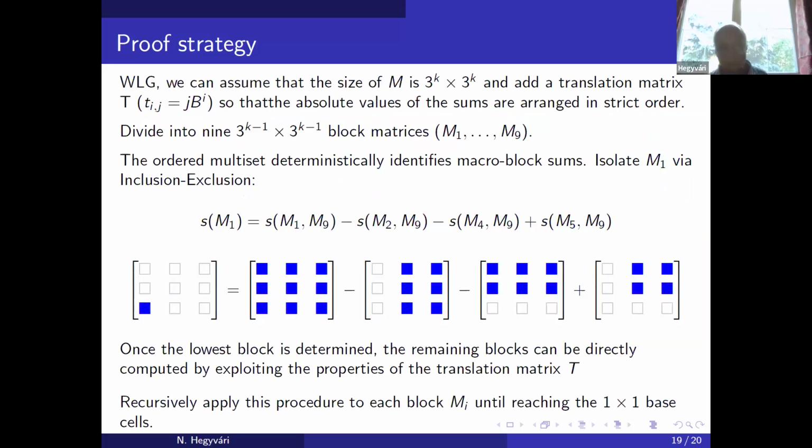And here is, shortly, the strategy. Without loss of generality, we can assume that it is a 3 to the k times 3 to the k matrix. And afterwards we divide it into nine blocks of size 3 to the k minus 1 times 3 to the k minus 1. The role of the translation is that we can distinguish, say, the two times one blocks. Going up it is increasing, and to the right also increasing.